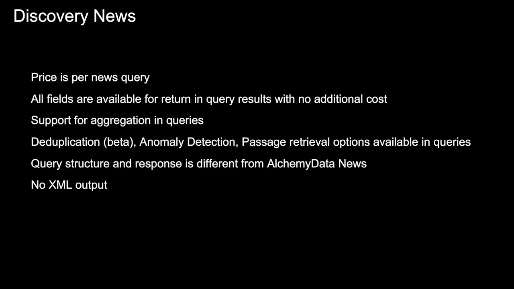So let's talk about Discovery News, which is the equivalent of Alchemy Data News. Simplified pricing. The Discovery has simplified pricing where the price is based on per query. It's not really based on the amount of text that is returned in the response. So it's really simple. There is no limit on the number of fields you can request in the response. You can ask for all the fields in the response or as little as you want. And there is no additional cost around the response itself.